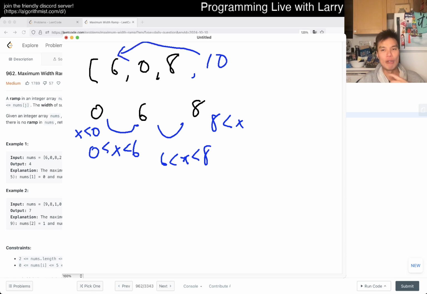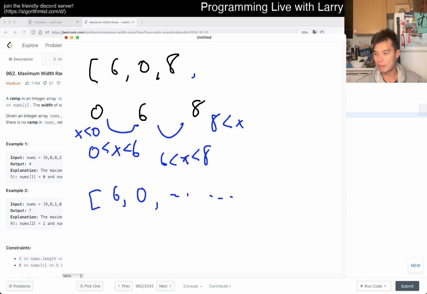So what does that mean? That means that the 8 is never a possible answer, right? And that's really it. So now, in terms of possible answers, you want to keep 6, 0, and that's it, as possible answers for looking in the future. Okay, and we'll go over the other parts in a second.